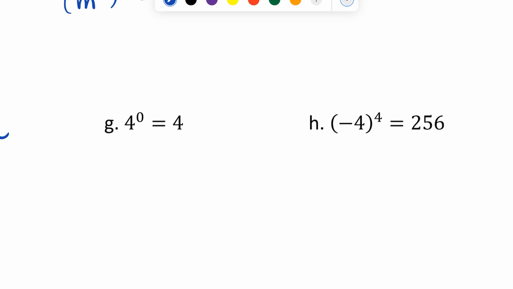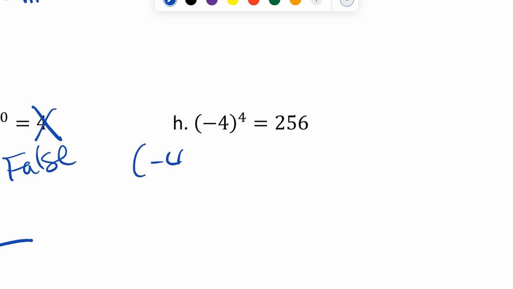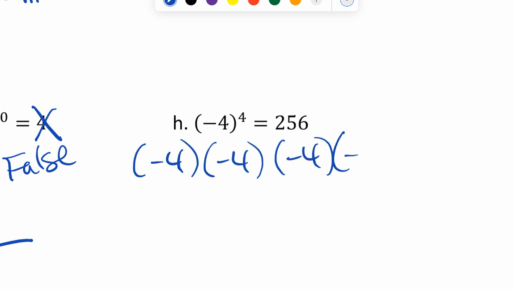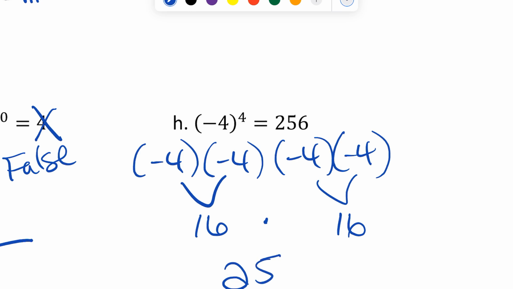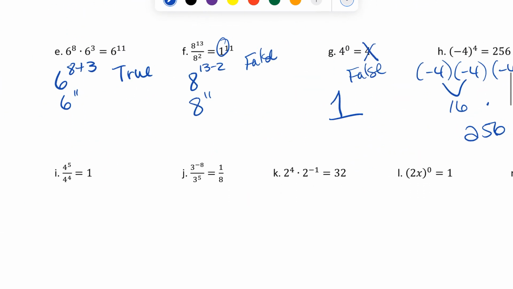Anything to the 0 power, except for 0, is 1. Well, let's look at this. We have -4 times -4 times -4 times -4. These two together get 16. These two together get 16, and that is 256. Okay, let's come over here.